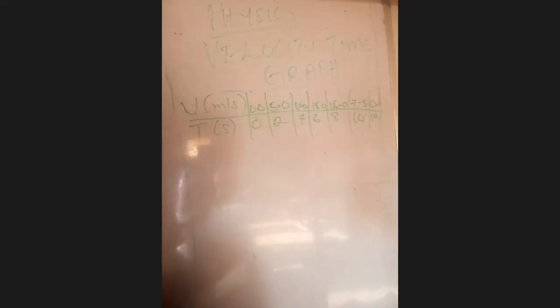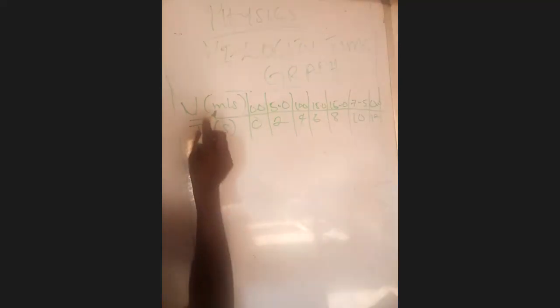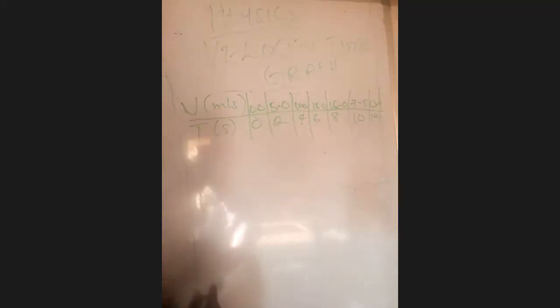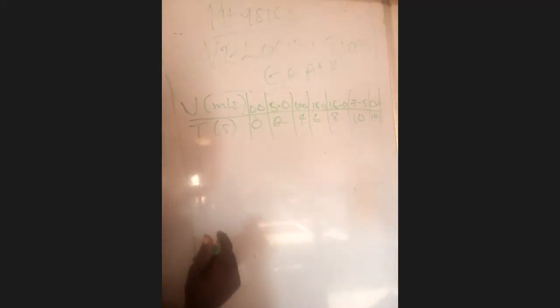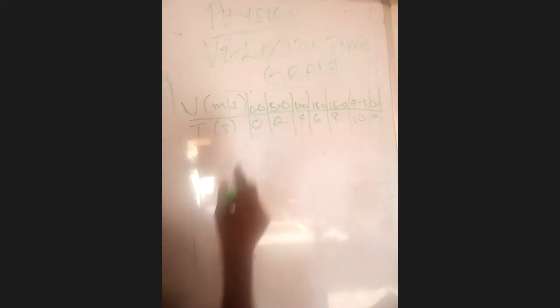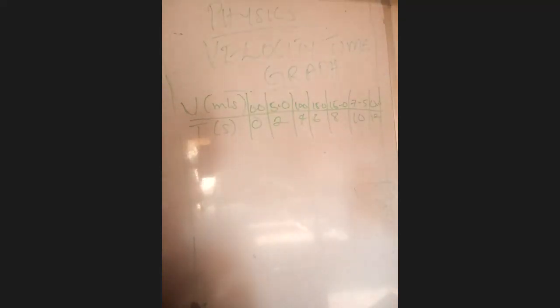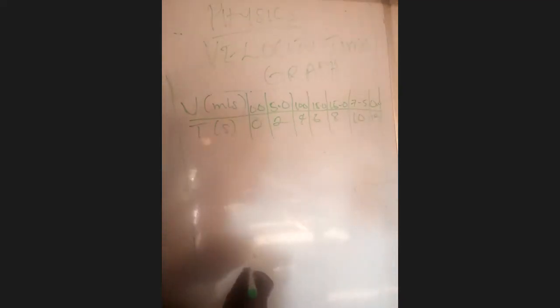Now, if we plot a graph of velocity against time, we obtain a velocity time graph which describes this motion. So let's try to look into the example.